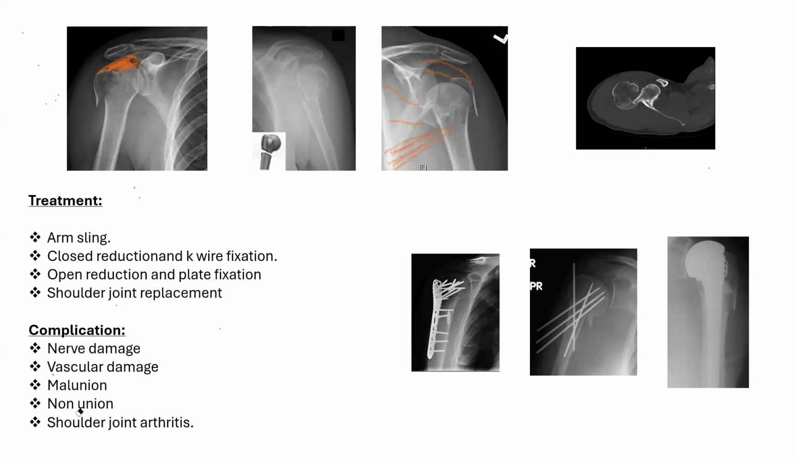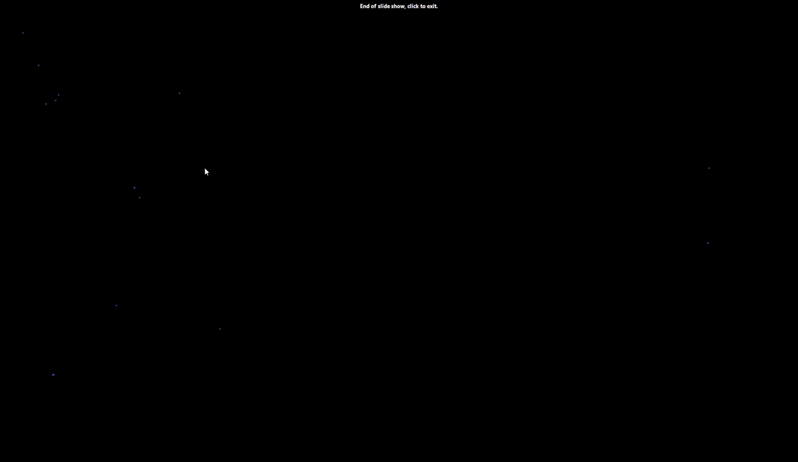Non-union happens when there is an anatomical neck humerus fracture because the vascular supply at the anatomical neck of the humerus is a little bit compromised. Then if the patient has malunion, intra-articular fragment, anything, the patient may land up in shoulder joint arthritis. So these are the various common complications following the proximal humerus fracture. So that's all for today's class.